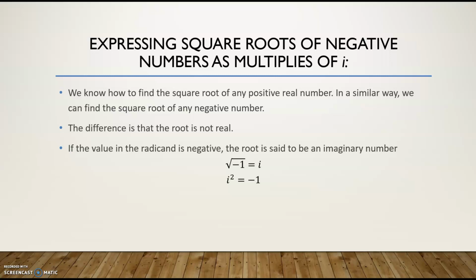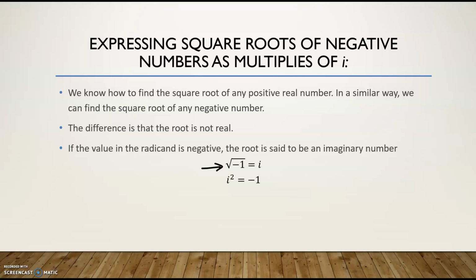So if the value of the radicand is negative, so what's inside the square root is negative, the root is said to be an imaginary number. So if we look at the square root of -1 right here, that's going to be i.